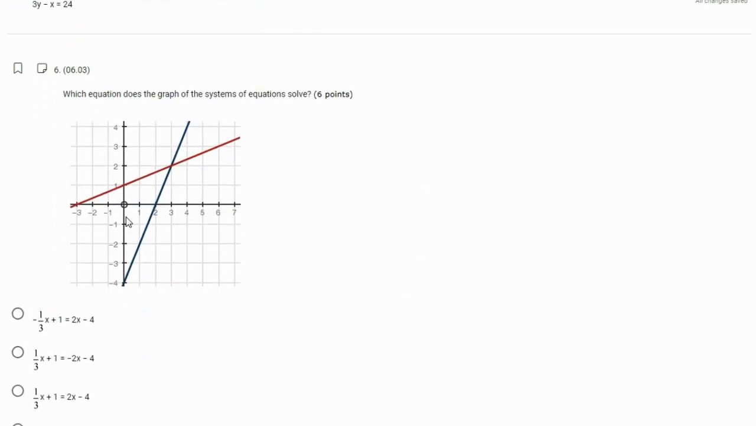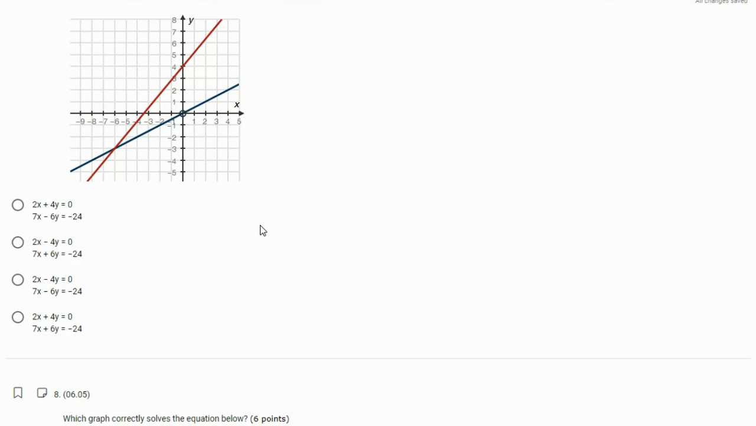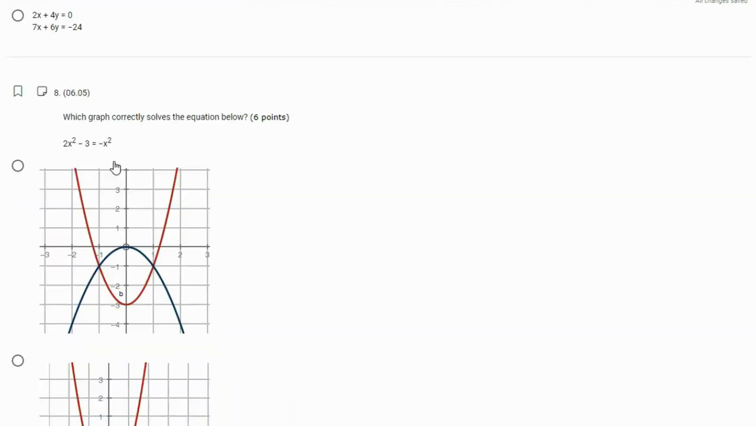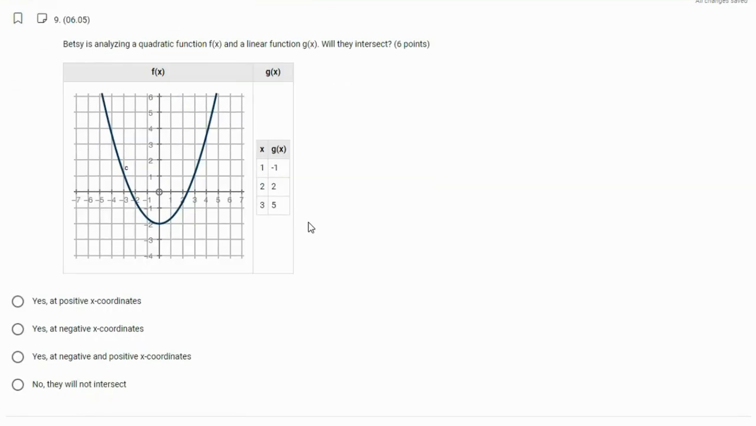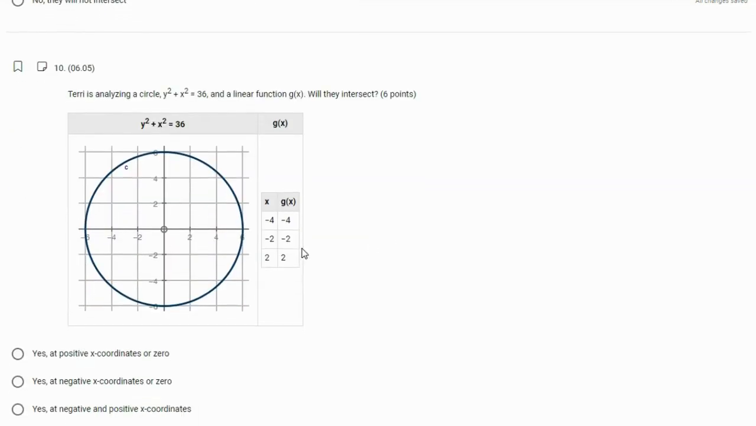Which equation does this solve? So in other words, of these four down here, which one is that the graph of? Here's another one like that. Which graph solves this? There's lots of graphing, so make sure you're going to Desmos and looking at the graph of these equations. Will these intersect? You have a graph and a table. Well, if I have a table, I'm going to take the points on that table, put them on a graph, and see what it looks like, so I know what that looks like. Here's another circle and a table.